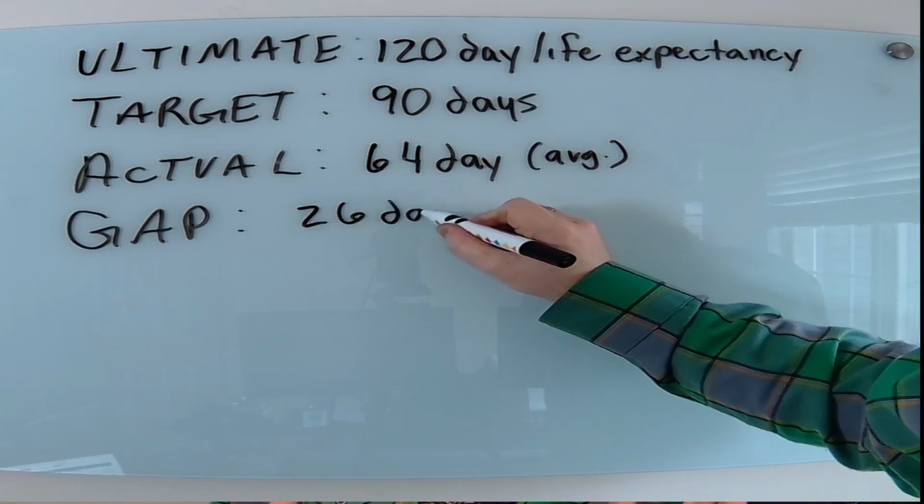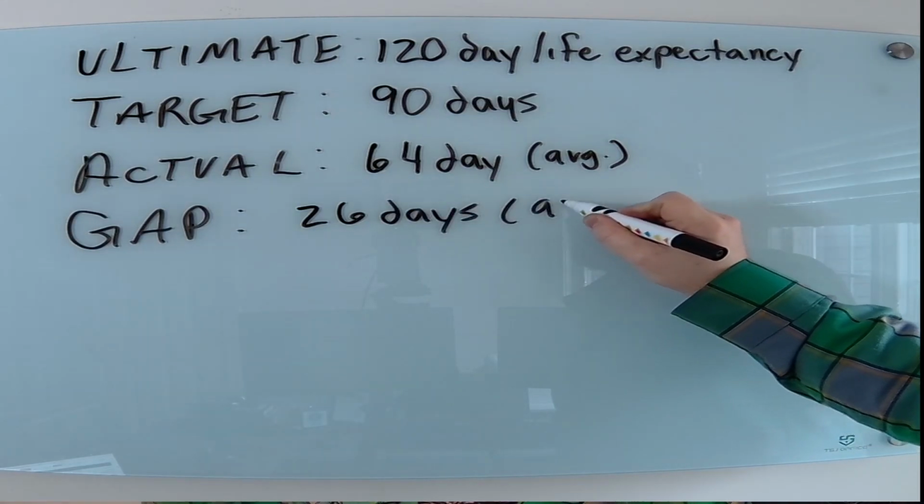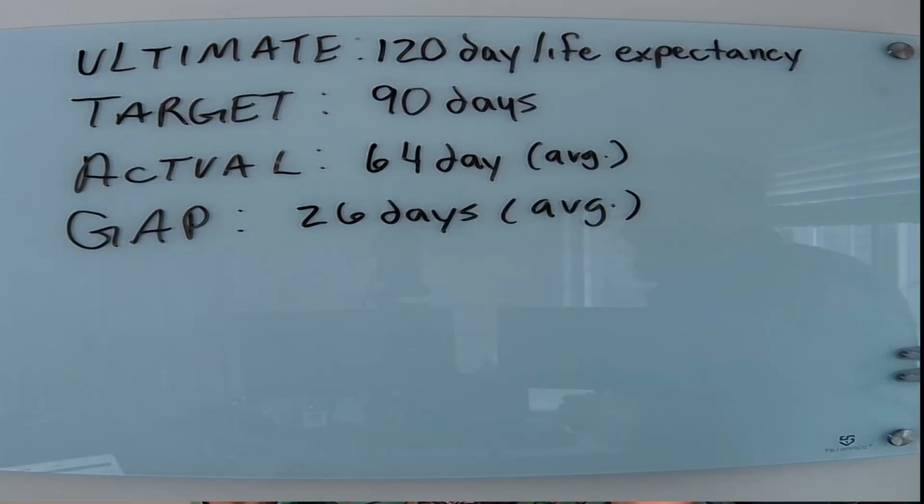So now we know. We have our perception. We started adding data to it to narrow it down. Now we know as we move forward into step 3 what our overall target is, or what our gap is of what we're going to do. And our gap in this instance is 26 days.